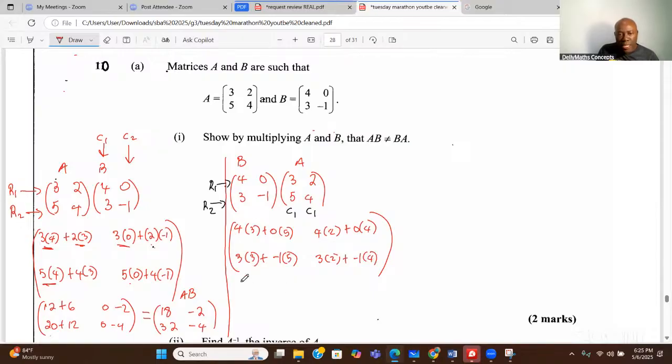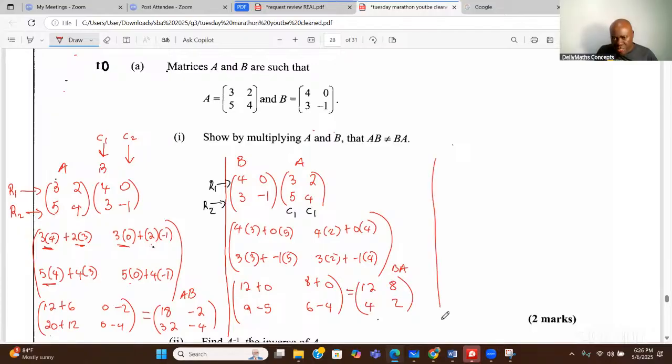So underneath this, we have 12 plus 0, 8 plus 0. We have 9 minus 5. We have 6 minus 4. All together, 12, 8, 4, 2. All right, so 12, 8, 4, 2 is BA.